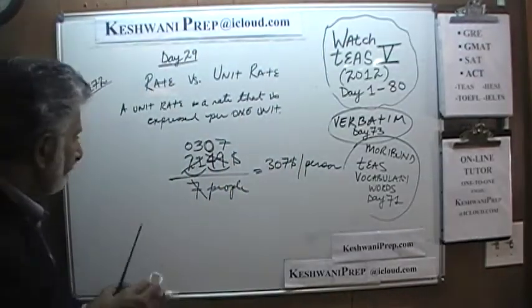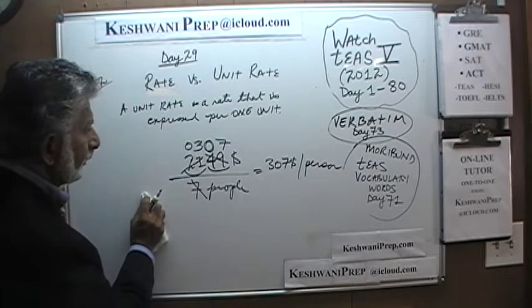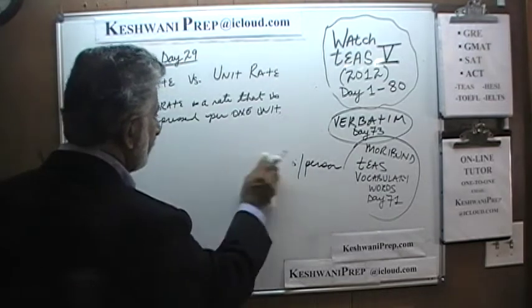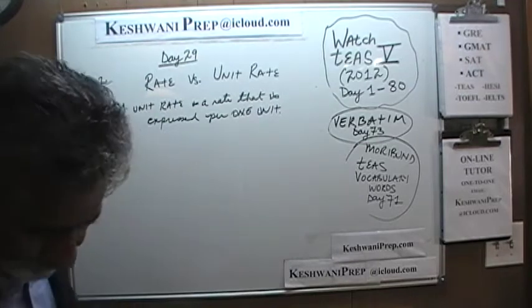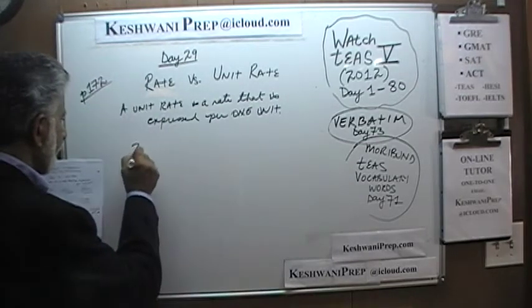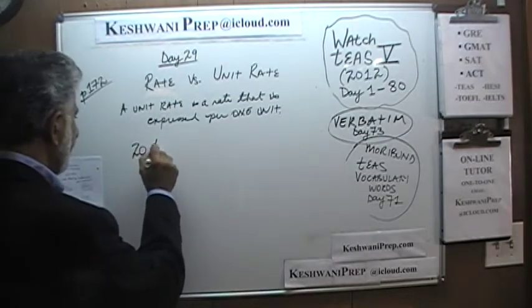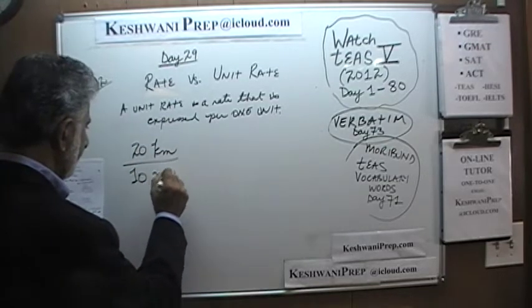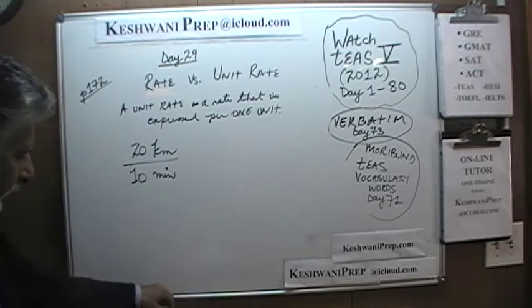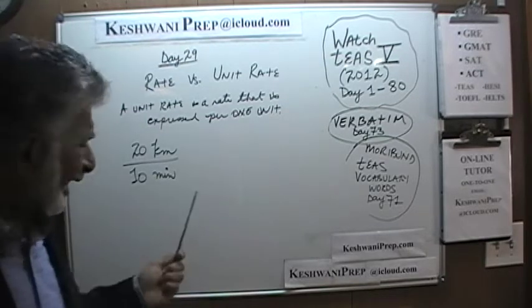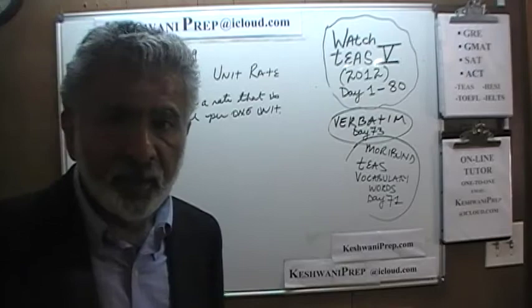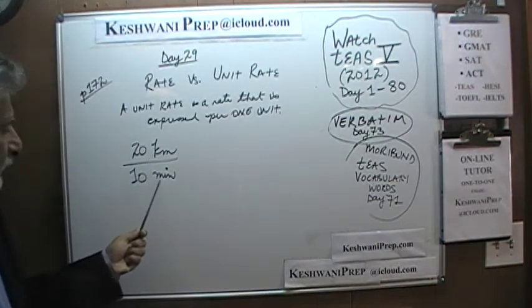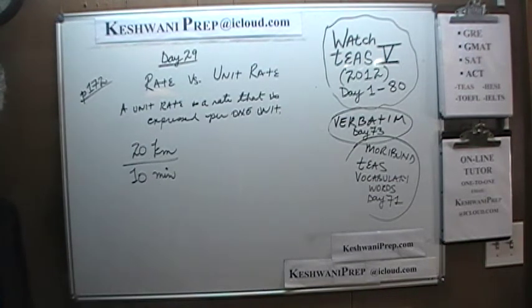Let's do one more. 20 km per 10 min. Now here's a tricky one. If something like this appears in the exam and they ask you to convert the following rate into a unit rate, and the rate that they give you is 20 kilometers per 10 minutes, you have two options.